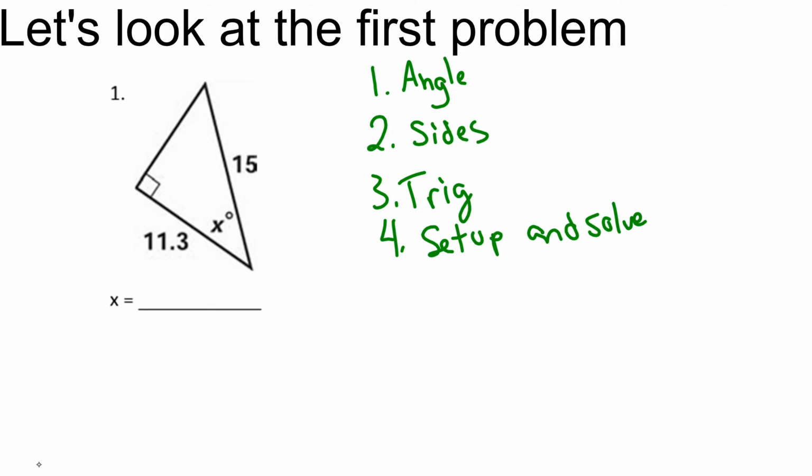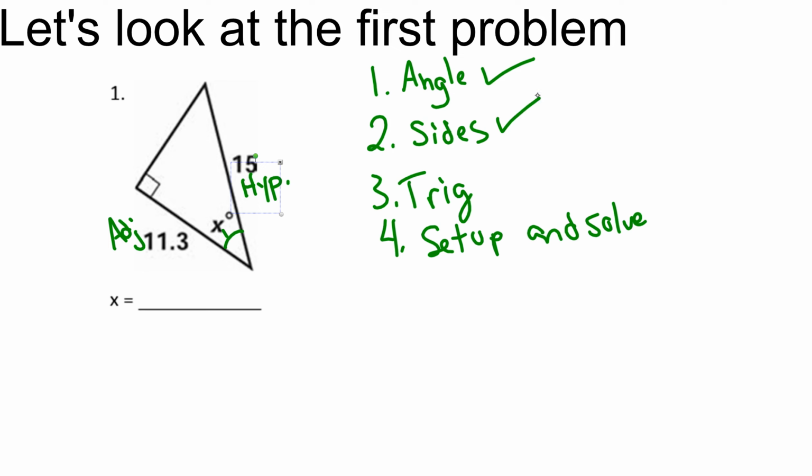So let's do that. So first part, identify the angle. Well, we want to find this angle, so that's going to be the angle we're dealing with. So we've done that. Step 2, identify your sides. So our sides, we have this side here, which is right next to our angle, so that must be the adjacent side. And then this side, 15, that's the longest side of the triangle opposite that right angle, so it must be the hypotenuse. All right, step 2 done.